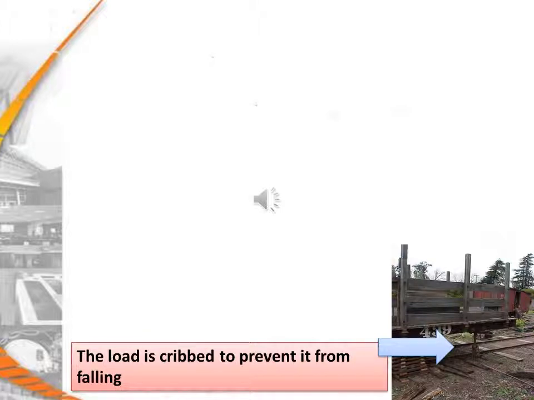Jack safety and blocking. Immediately block the load after it is lifted. Put a block under the base of the jack. When the foundation is not firm, place a block between the jack cap and the load. And if the cap might slip, the load should be cribbed to prevent it from falling, as depicted in the picture.